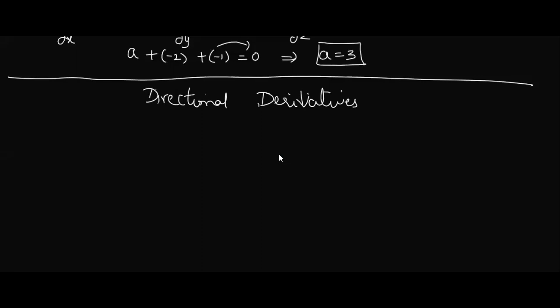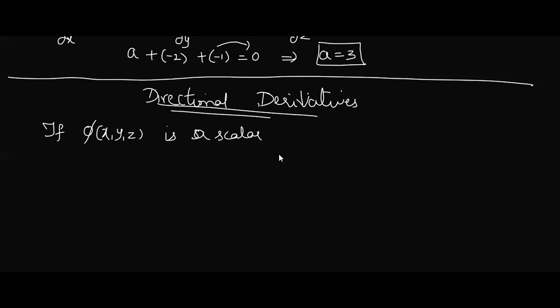In short, we'll call it DD, not Doordarshan. It is the directional derivative. To define it, we just take one scalar function. Suppose we have phi of x, y, z as a scalar function, and suppose we have d bar, one vector quantity, as the given direction.